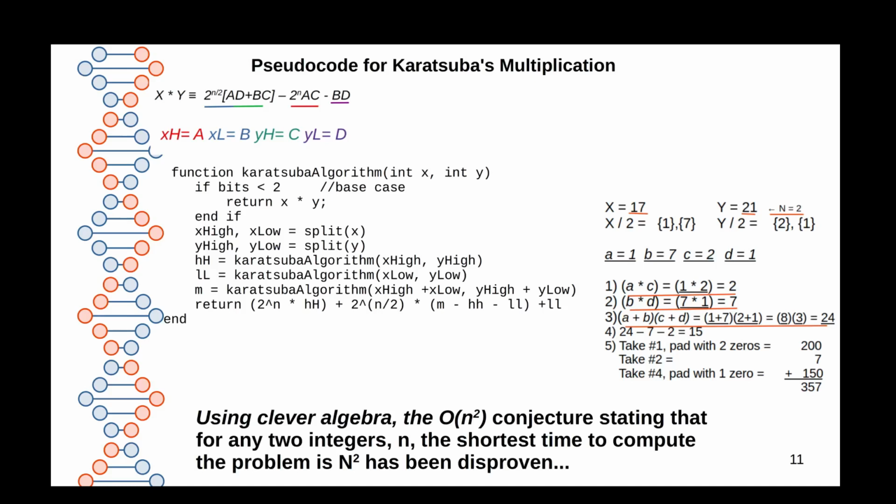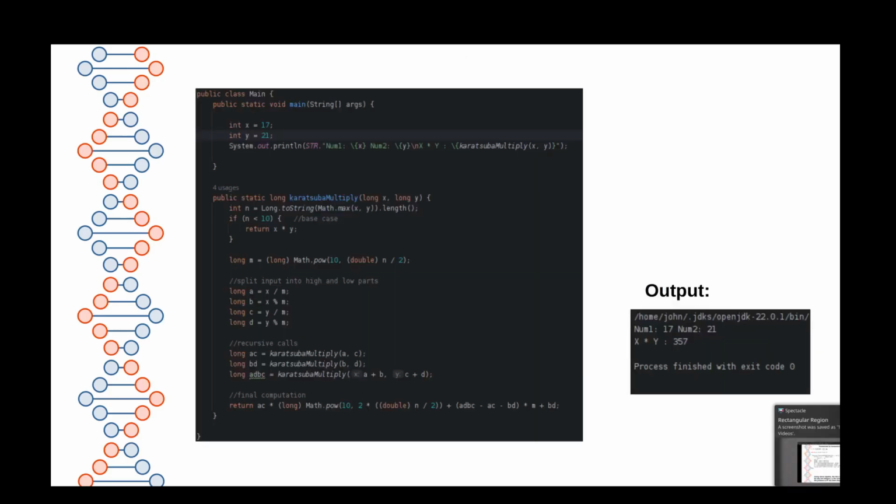So using basic algebra, Karatsuba was able to disprove the O(n) squared conjecture, and he did this in less than 2 weeks. Lastly, here is a pseudocode written in Java and its corresponding output.